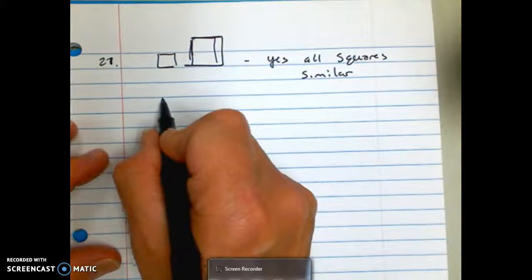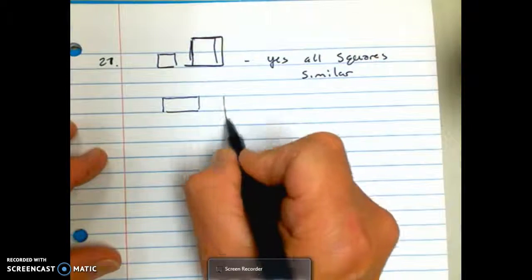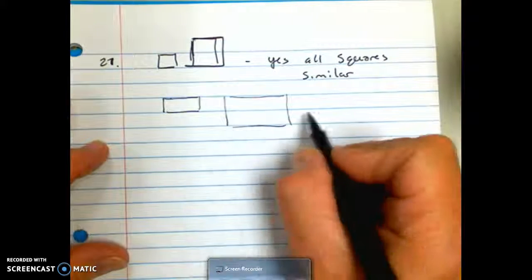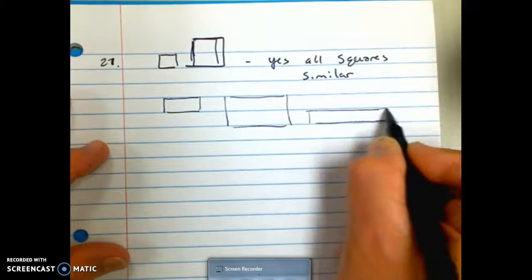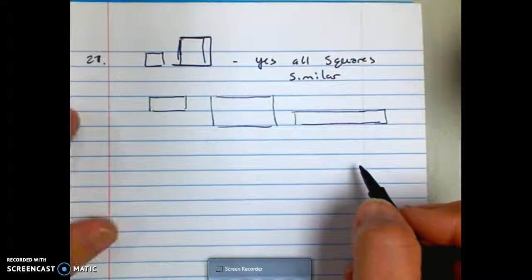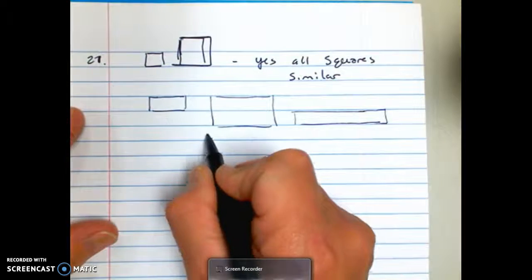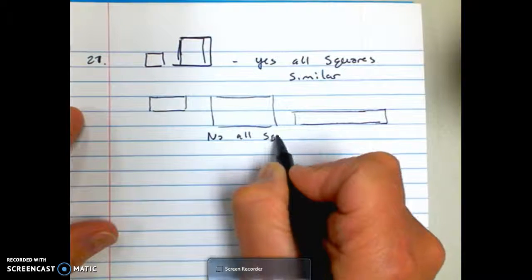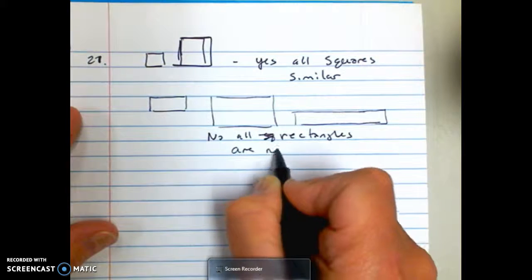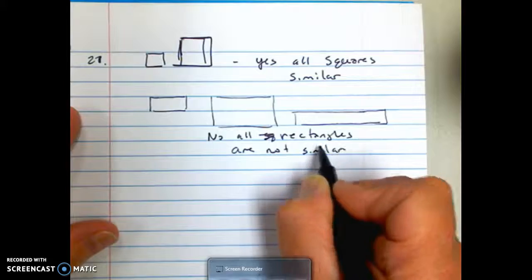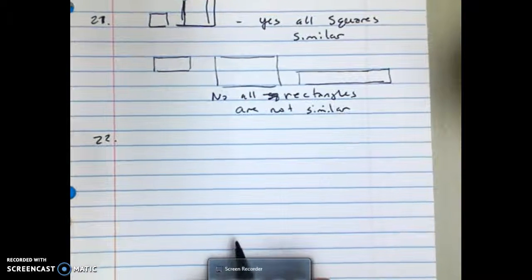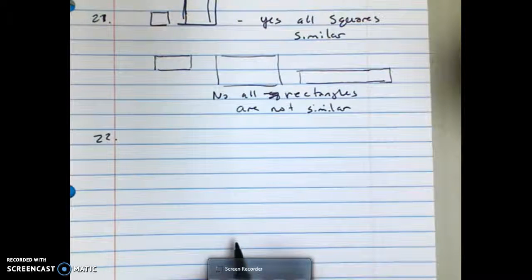Are all rectangles similar? Well, we can have a rectangle that looks like this, and we can have a rectangle that looks like this. So those are kind of similar, but we could also have a rectangle that looks like this. And so rectangles can be lots of different lengths and widths. So all rectangles are not similar. And that's number 21.